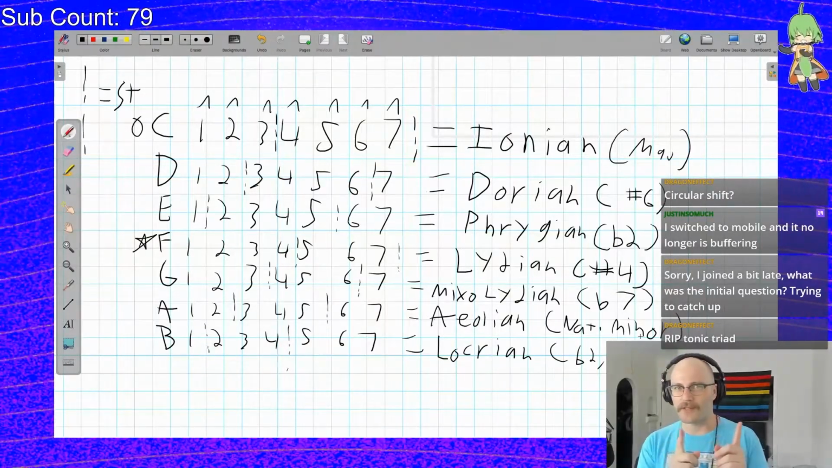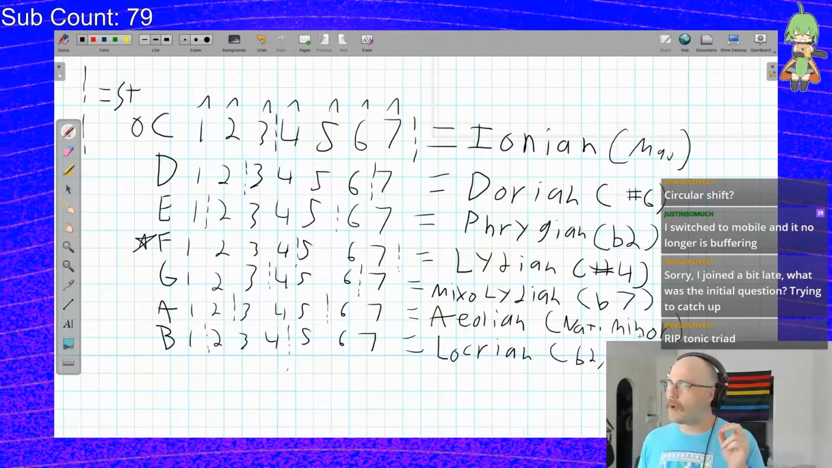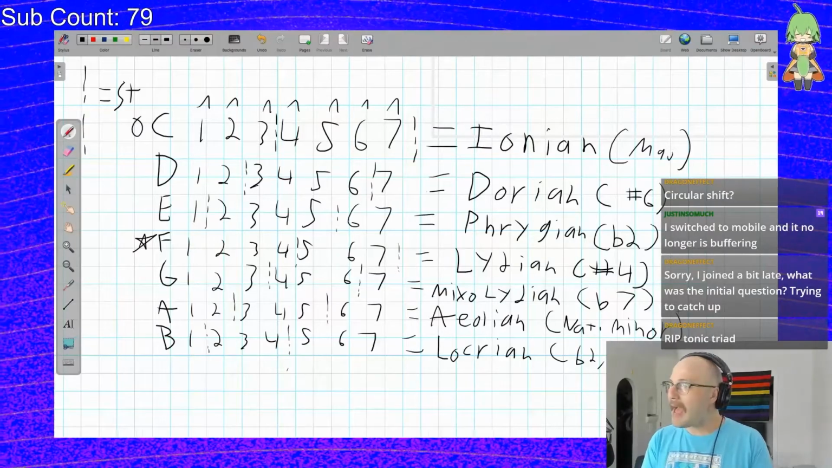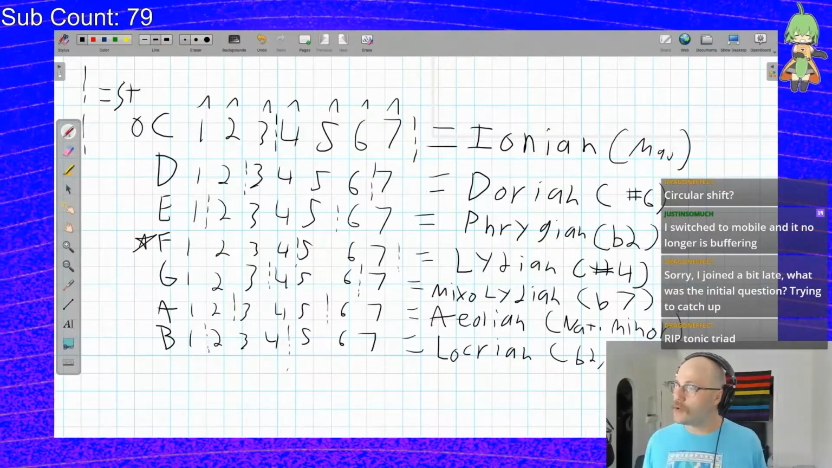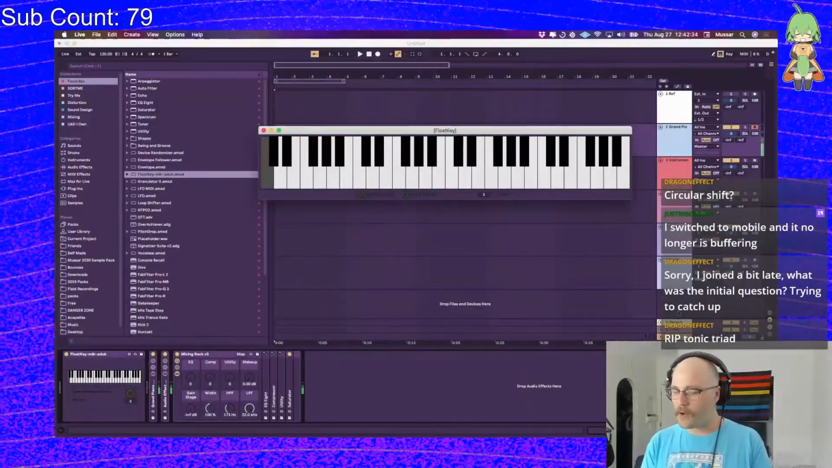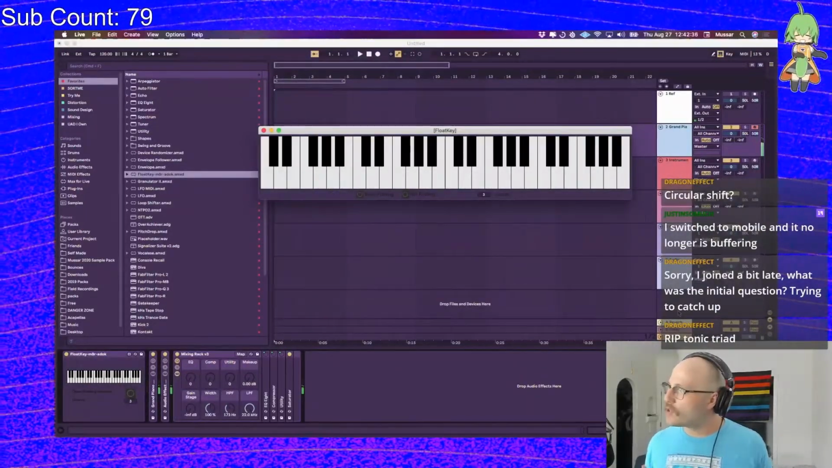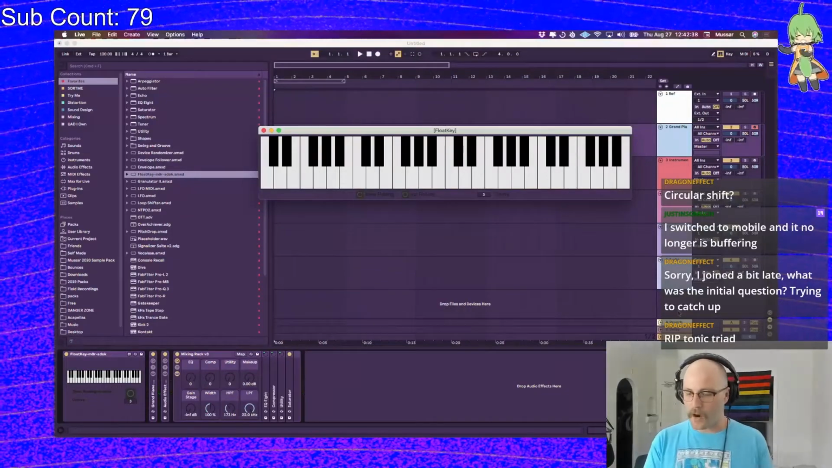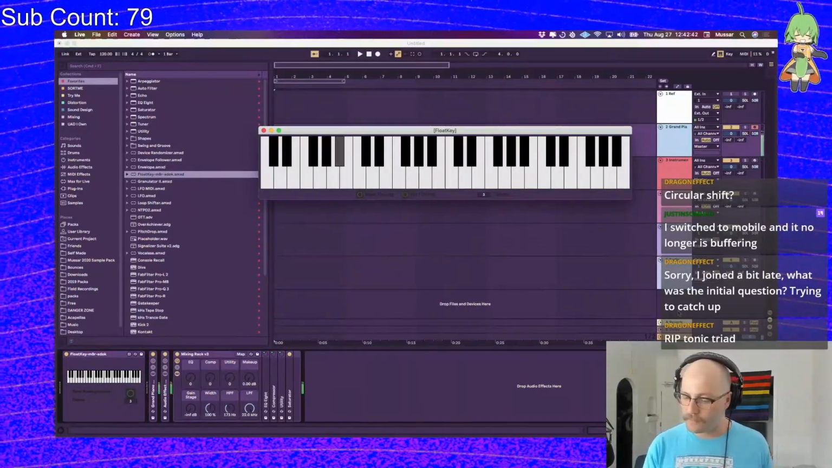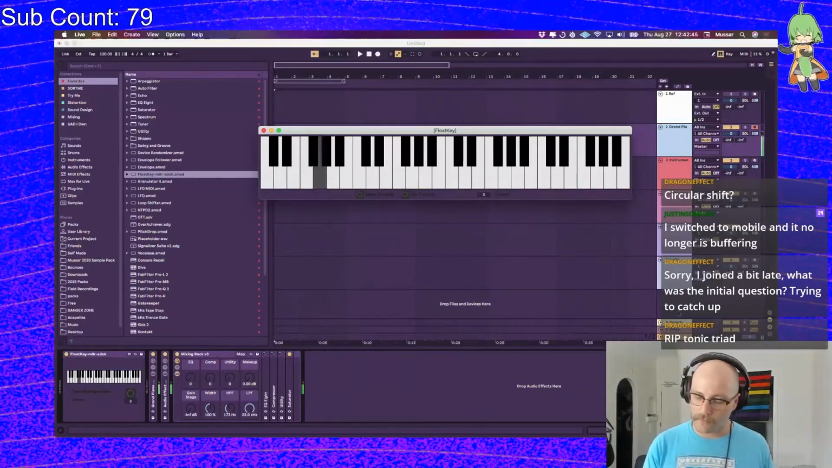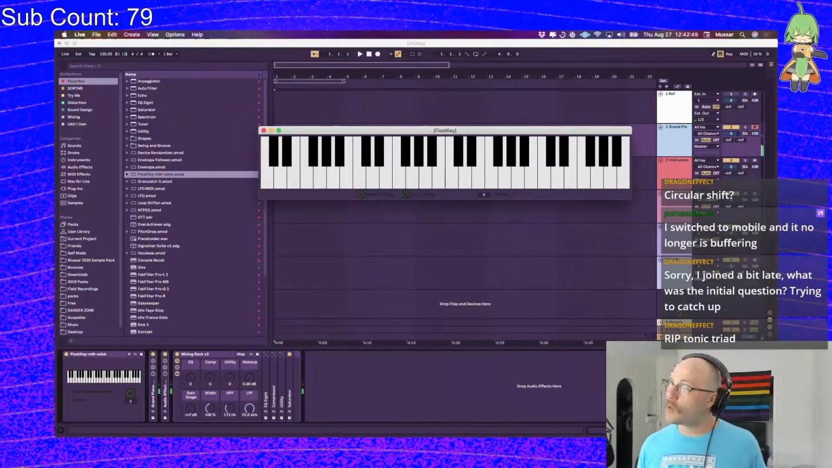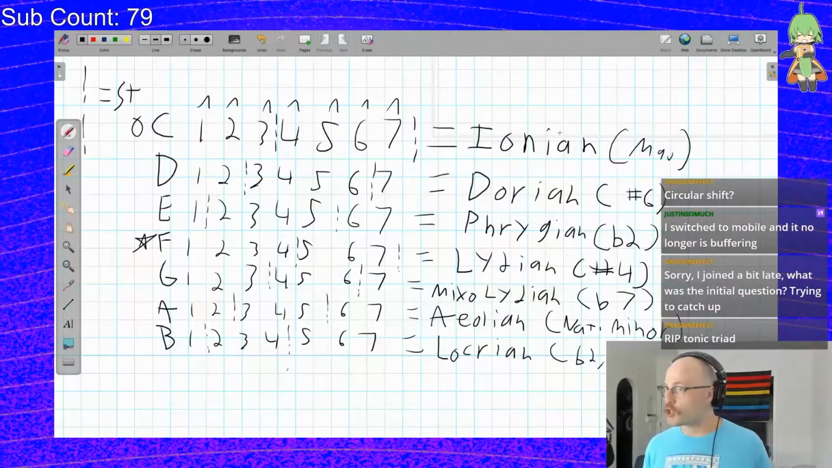If I remember, I'll put those in the description, that talk about early tuning systems and why we even have these notes that you couldn't see away from all the white keys that we were just talking about. All of these notes exist as alterations of the different notes that we are dealing with in these church modes.